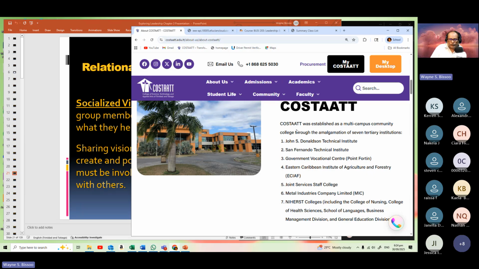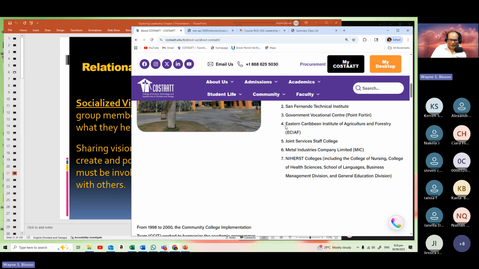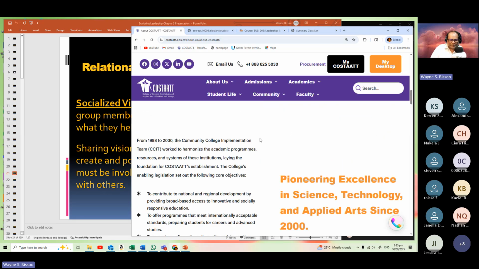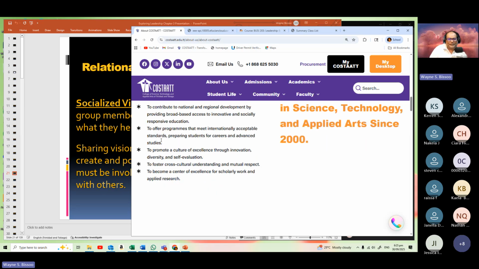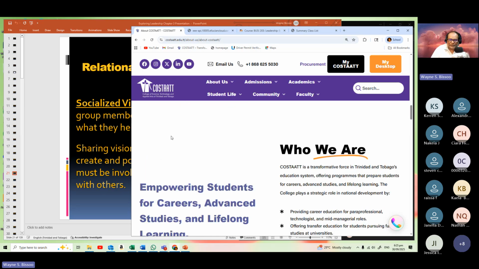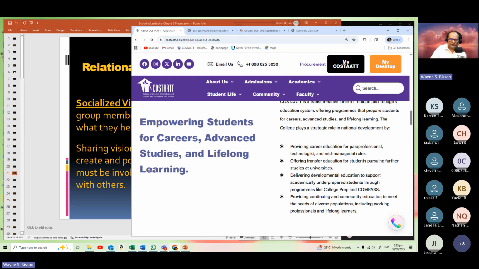So in order for us to develop back then, we never called it COSTAT, we called it the National Community College of Trinidad and Tobago. We went through an exercise from, well, they're saying from 1998, but I'll tell you, since 1997, we were working together with this community college implementation team. I was with the FIT team, which is the finance integration team. We went through that whole process to try and bring all 7 of those organizations together.